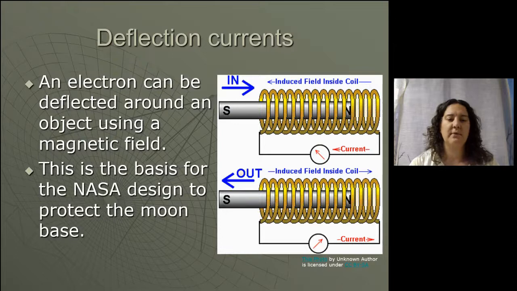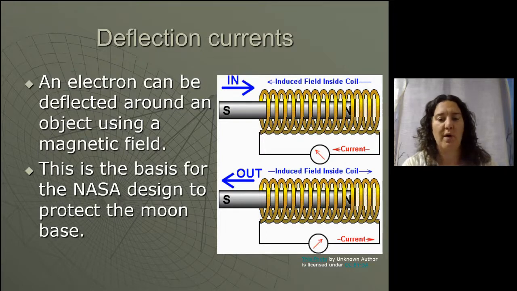And this is the basis for NASA to protect the moon base. We can protect the moon base by deflecting currents by moving a magnet in and out of a coil of wires. I hope you enjoyed today's lesson on calculating field strength.